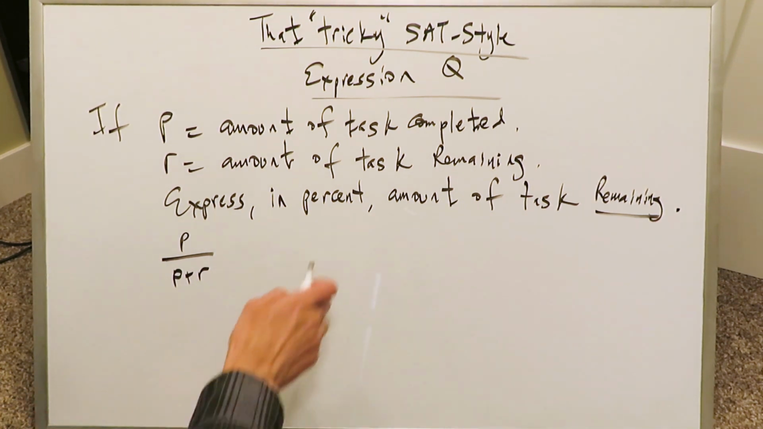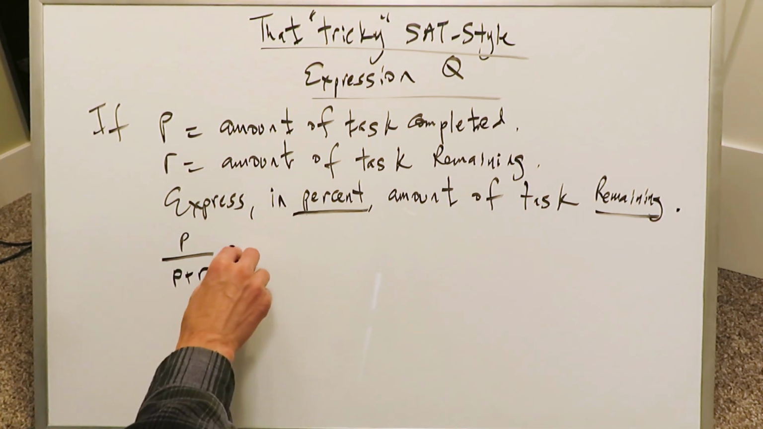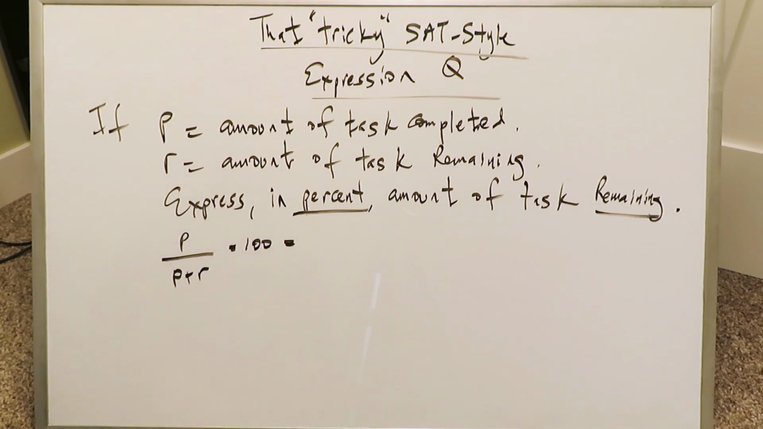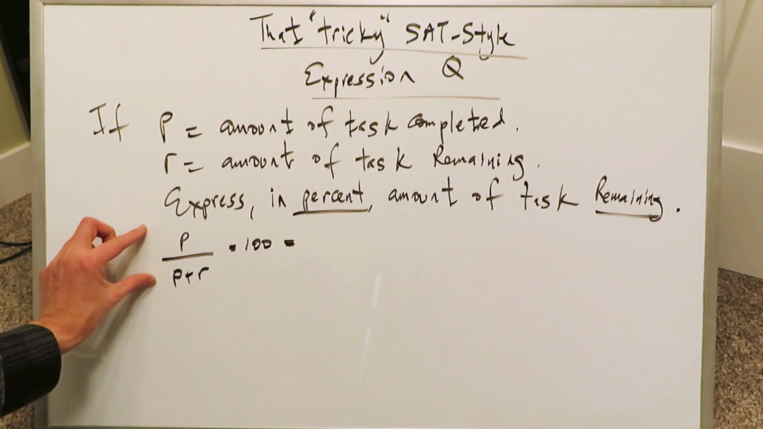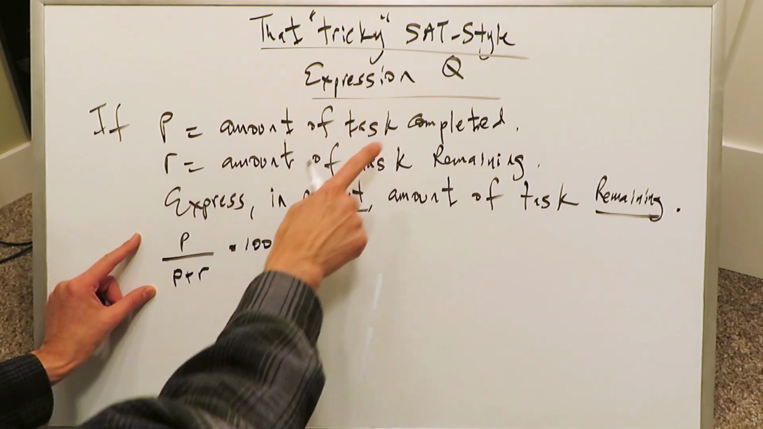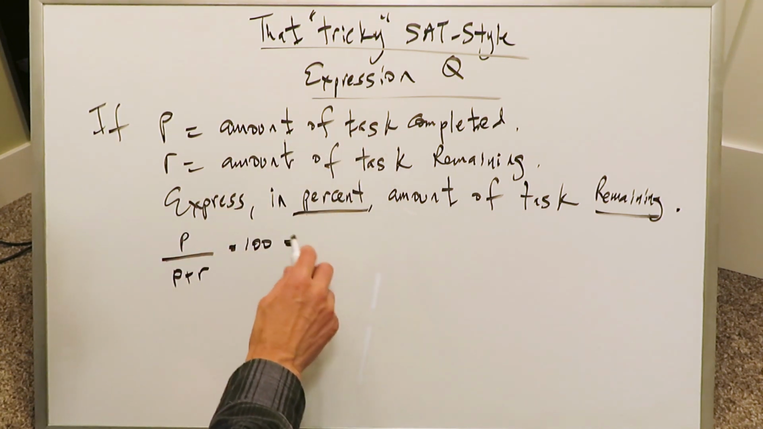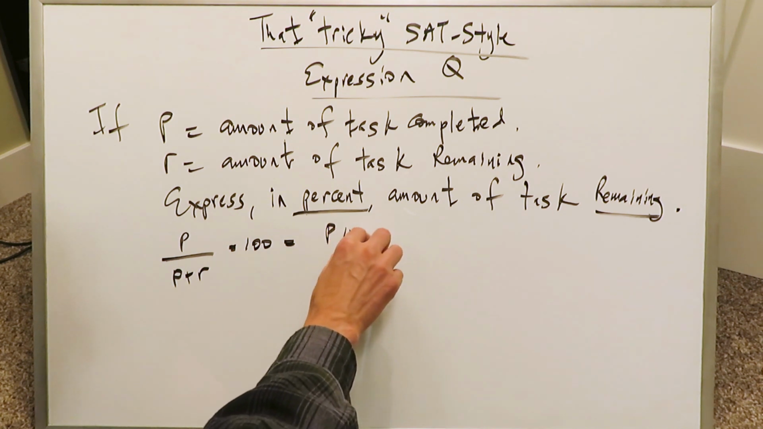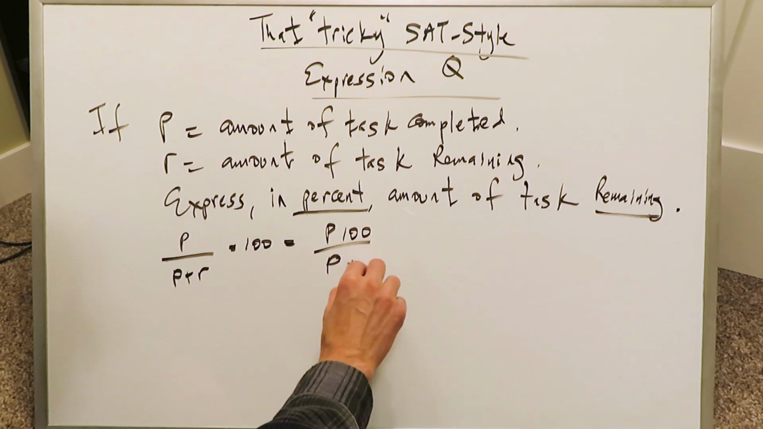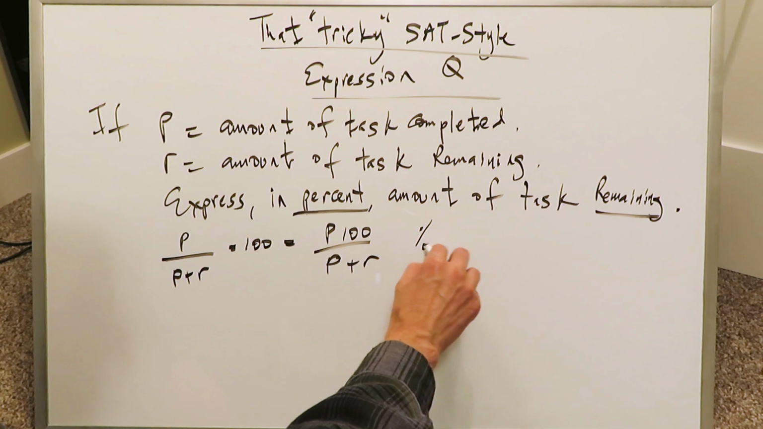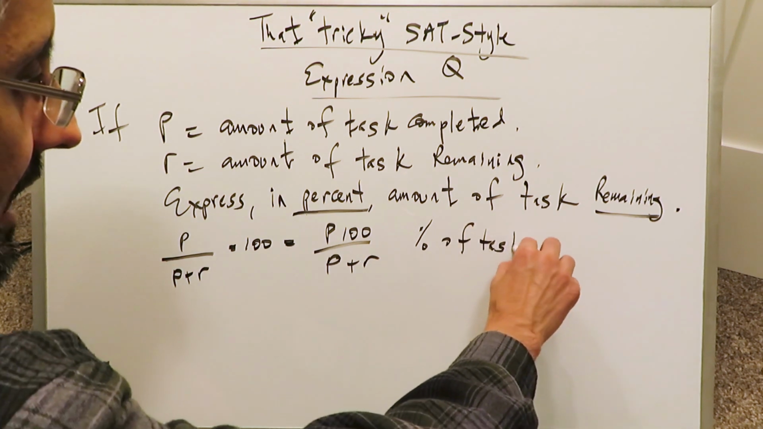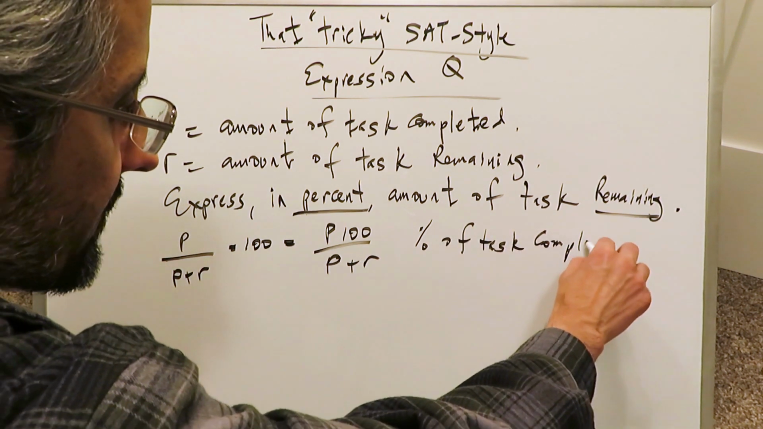But we have to look at everything here with regards to percentage. If you multiply this by 100, you will determine the percentage of task that has been completed, because P represents the amount of task completed, divided by its total, times 100, gives you the percentage of the task completed. We have P times 100 over P plus R. This represents the percentage of task, and I'm going to write here an abbreviation, completed.